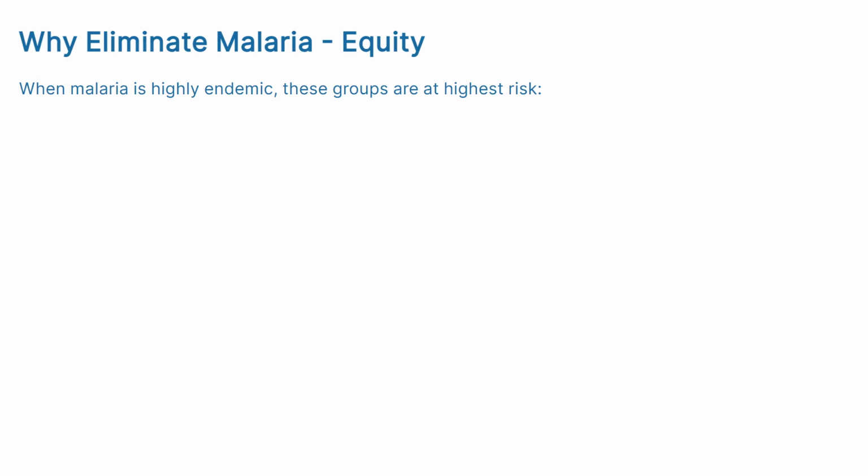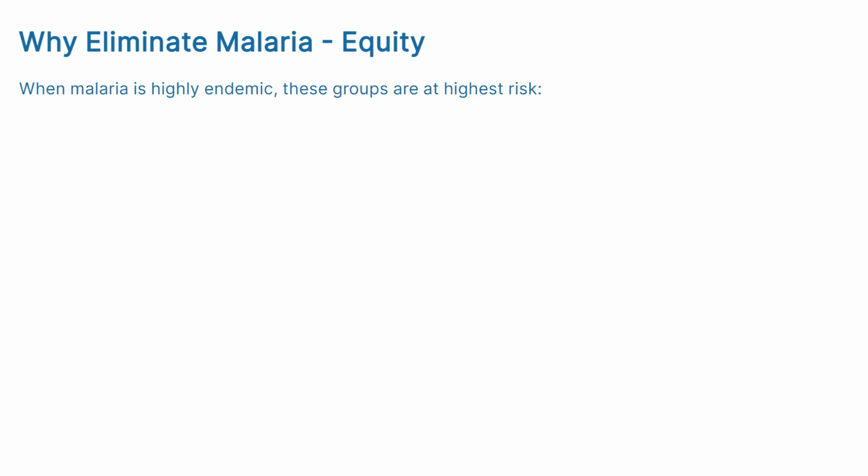On the global level, malaria affects resource-limited countries more than it affects wealthy countries. More than 90% of cases and deaths occur in sub-Saharan Africa. In resource-limited countries, persistent inequities mean that malaria affects some groups more than others. Let's discuss a few of the groups that are disadvantaged by malaria.